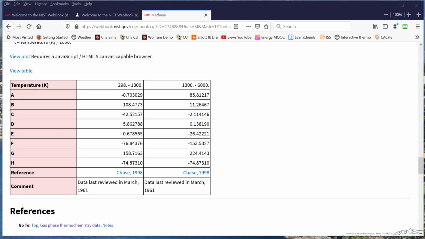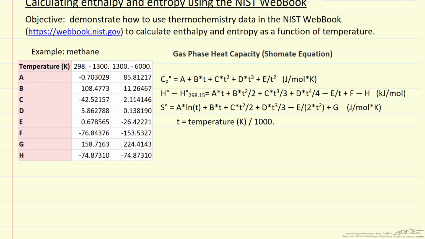So I've copied some of these values. So let's go back and look at those and look at how we use this information from the WebBook. There's a couple important things to point out here. The 0 indicates standard state, 1 bar. We're always calculating a difference in enthalpy, so we calculate the difference between the condition temperature we're at and the enthalpy at 298. So when we do an integration, we do it starting at 298.